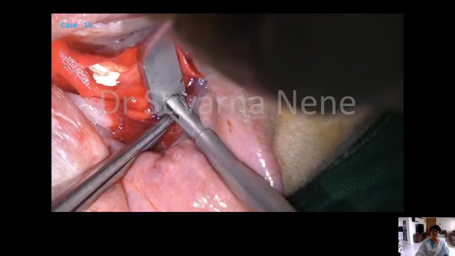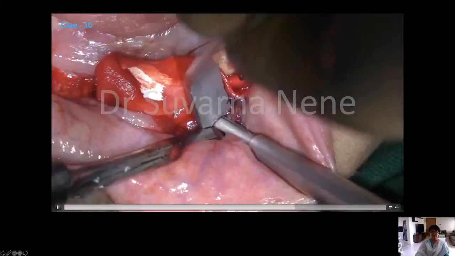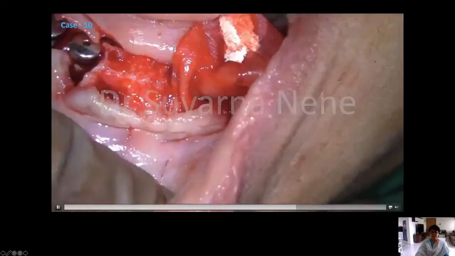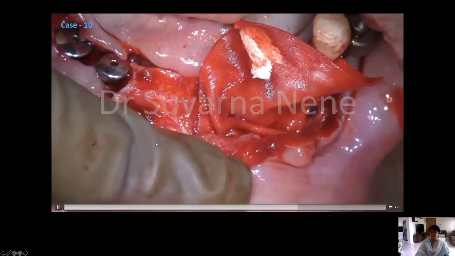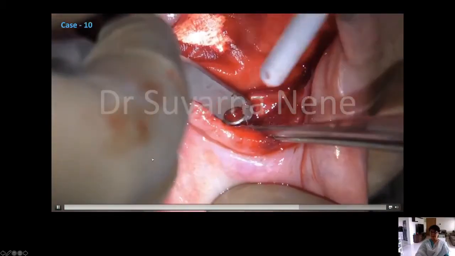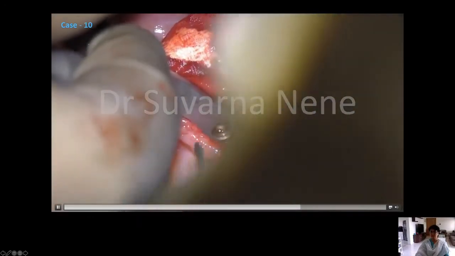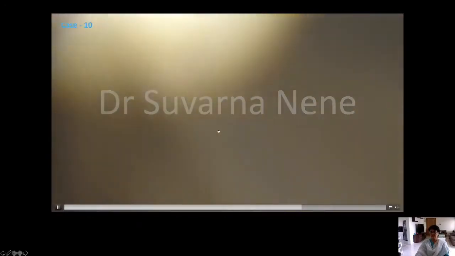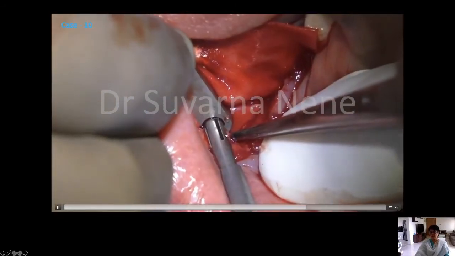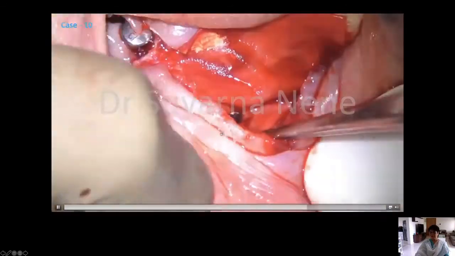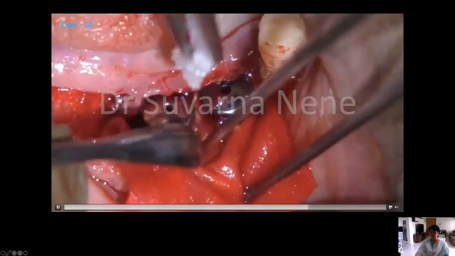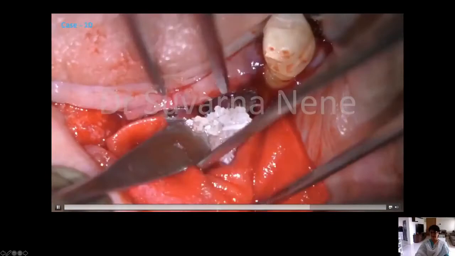Okay, this is one method of using an instrument to drill. Why am I drilling? You can see through this small hole, I am going to drill before placing the tack. The reason you need to drill is that the bone is too cortical, and in that cortical bone, the tack will not get fixed, it will not enter, it just bends or breaks.